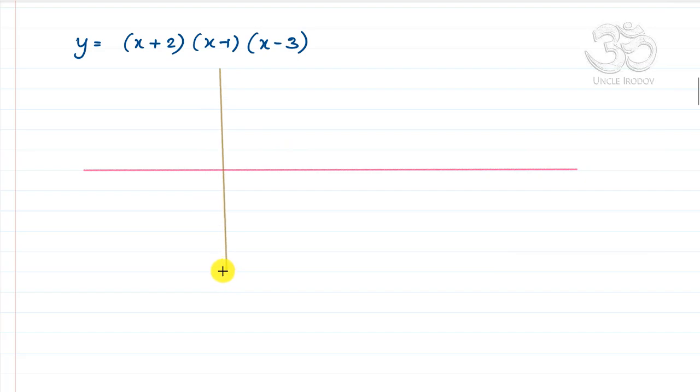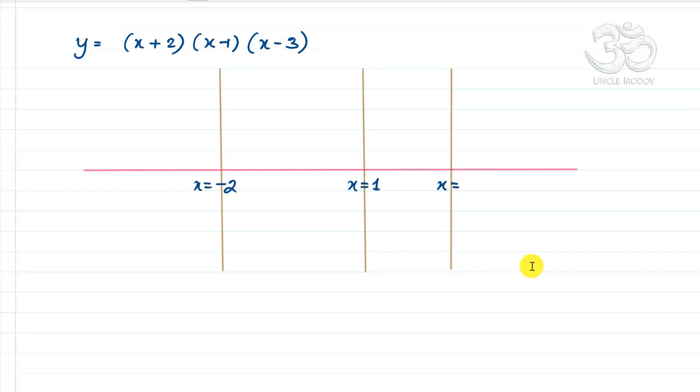So one region will be to the left of minus 2, the other region will be in between minus 2 and 1, and the third region will be to the right of 3. And maybe I will get a third region here somewhere like this. So this is x is equal to minus 2, this is x is equal to 1, this is x is equal to 3, and let's say what happens to the curve, or not what exactly happens to the curve, but the sign of this y variable.